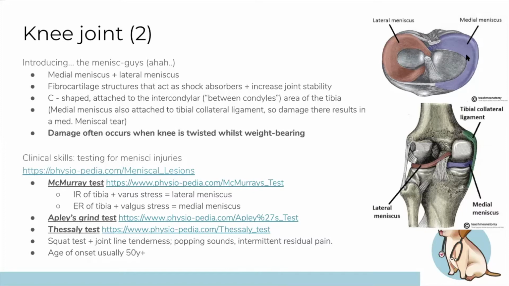And basically damage occurs when the knee is twisted, often when it's weight bearing. As you can imagine, it twists, it puts a lot of friction, and it may tear the menisci when the bones are moving against each other.